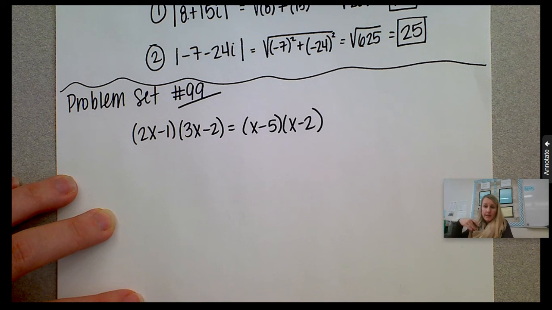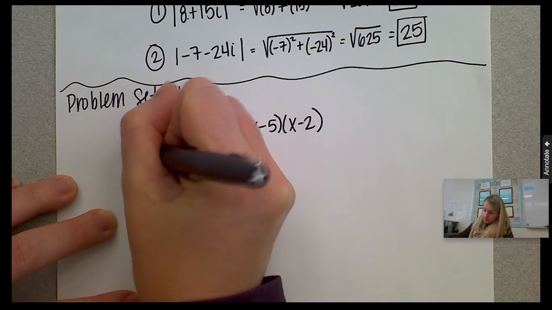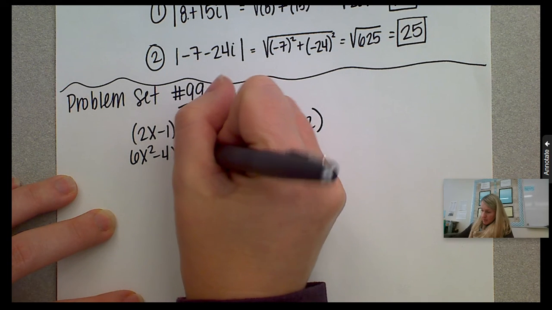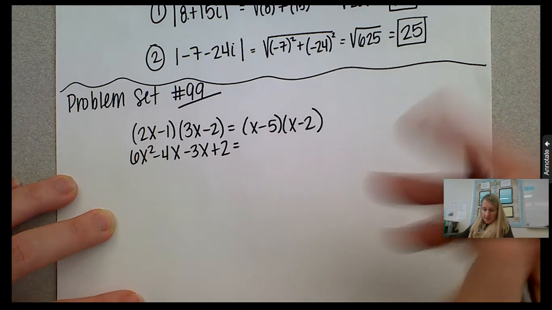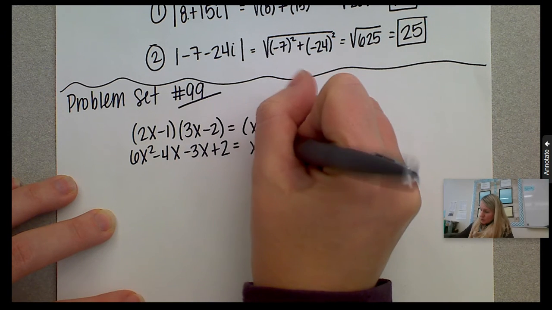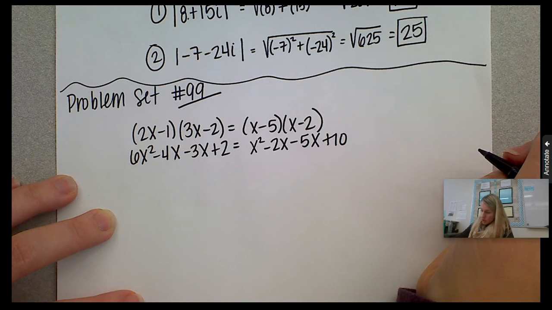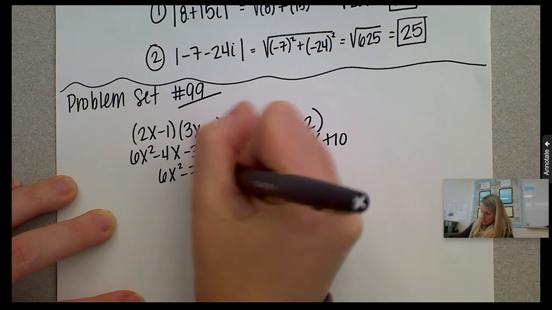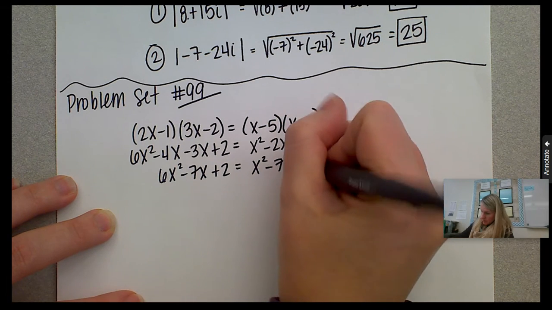So distribute out, combine like terms, all that fun stuff. So over here, I'm going to distribute. I'll get 6x squared minus 4x minus 3x plus 2. Okay, I'm just going to do the other side and then we can simplify as we go. So over here, I'm going to get x squared minus 2x minus 5x plus 10. Beautiful. So I can combine some stuff. So what would that be? 6x squared minus 7x plus 2 and x squared minus 7x plus 10.